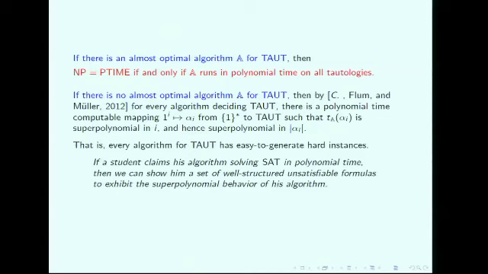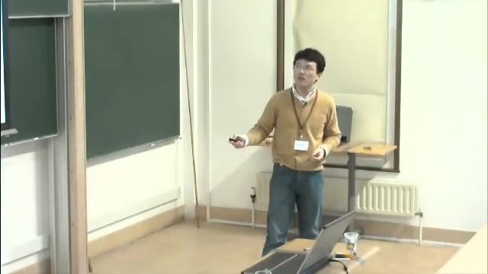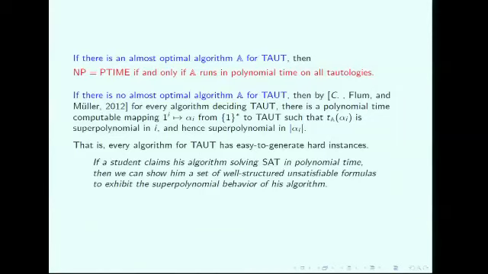Another way to put it: if a student claims that his algorithm solves SAT in polynomial time, then we can show him a set of well-structured, very easy to generate unsatisfiable formulas to exhibit the super polynomial behavior of his algorithm. Is this effective? It's not an effective result. It's not effective, but we know. We can show him only if we are super smart, right? Yeah, yeah, that's right.